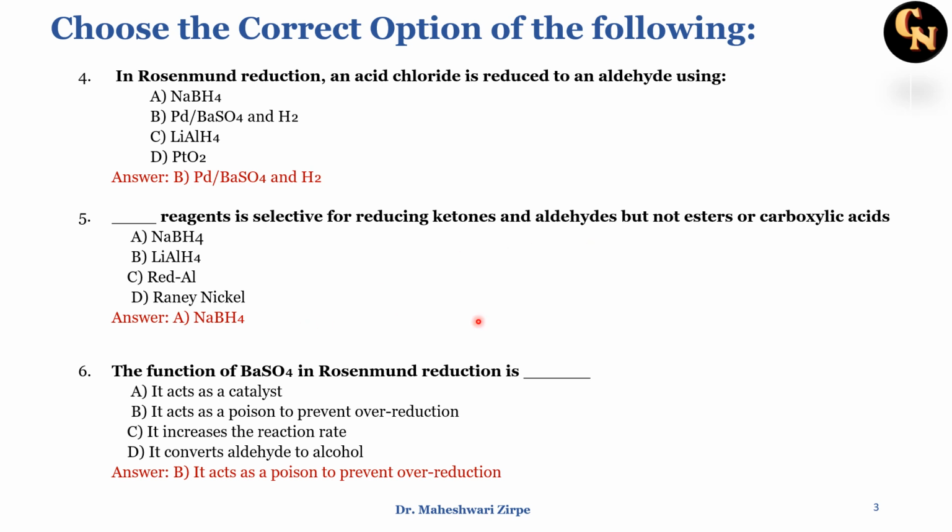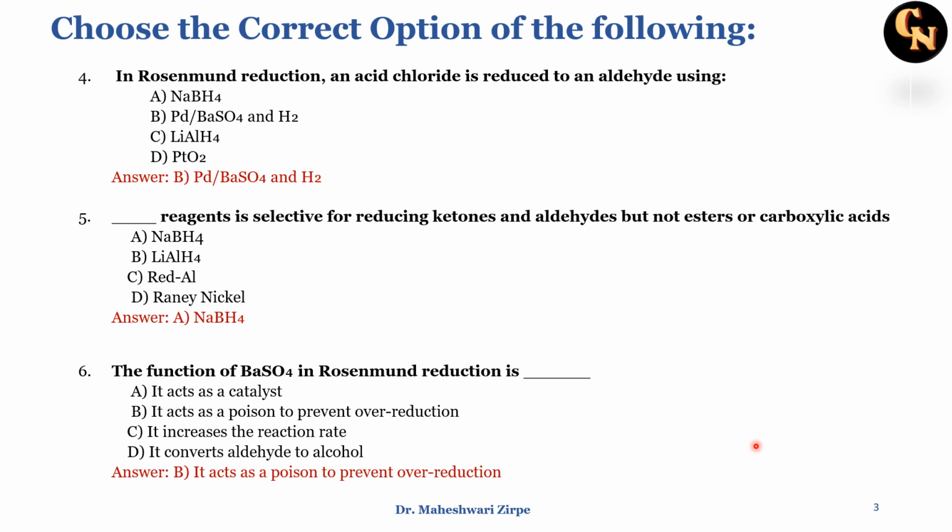because it is a mild reducing agent. Now the next one is: the function of barium sulfate in Rosenmund reduction is dash. Previously we have already seen the fourth question where you saw Rosenmund reduction. So what is the function of barium sulfate? Here barium sulfate acts as a poison to prevent over reduction. So option B is the correct one.